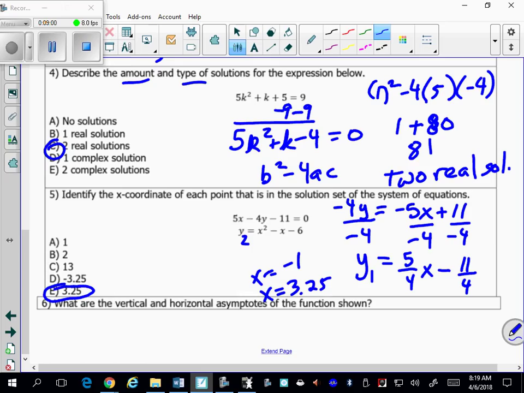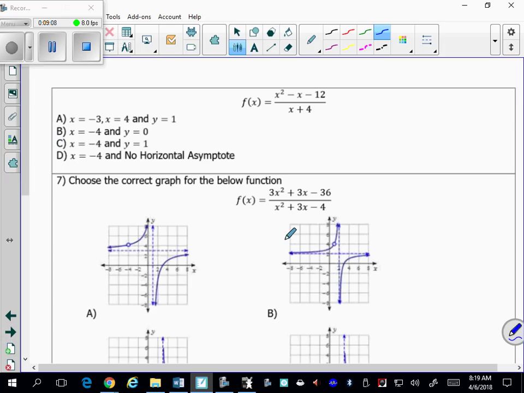Alright, so number 6, what are the vertical and horizontal asymptotes of the function? So first start out with horizontal asymptotes, and we have bigger exponent in the numerator than the denominator, so there is no horizontal asymptote. If the numerator's exponent is smaller than the denominator, then it would be y equals 0. And if the numerator's exponent was the same as the denominator's, then you take the coefficients in front. So in this case down here in number 7, it'd be y equals 3/1, which is 3. It would be the horizontal asymptote.